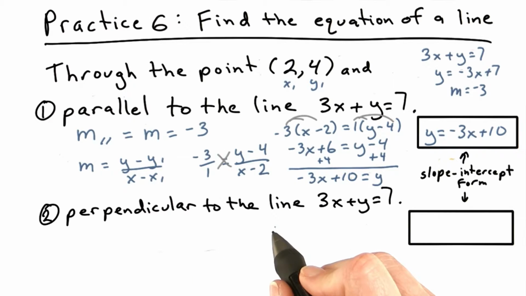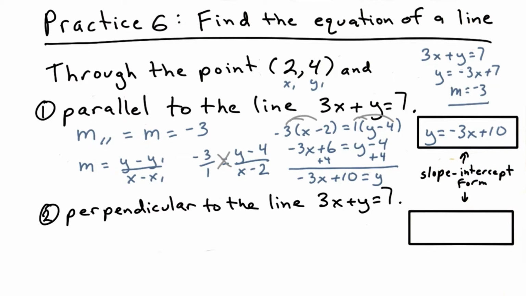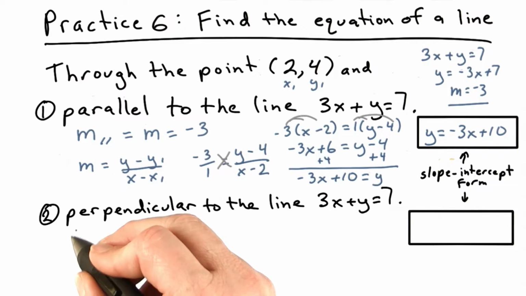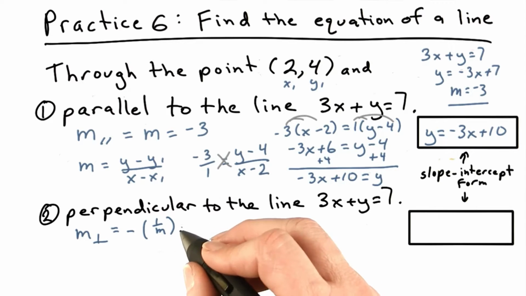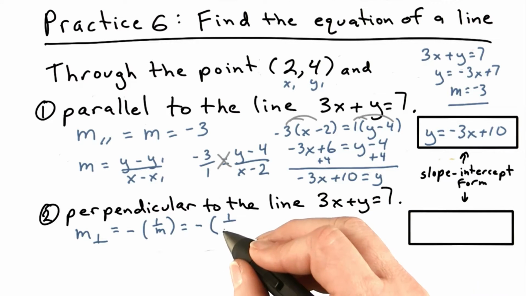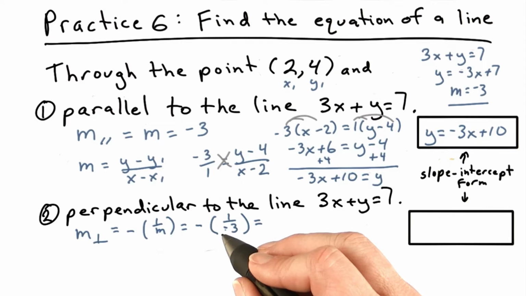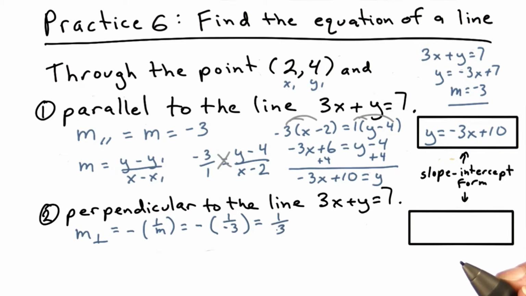Since we want to find the equation of the perpendicular line to 3x plus y equals 7, once again, I start with the original slope, which is negative 3, but I want the perpendicular slope. So the perpendicular slope is the negative reciprocal of the original slope. The original slope was negative 3, so a negative times a negative is a positive, and the slope of the perpendicular line is positive 1/3.